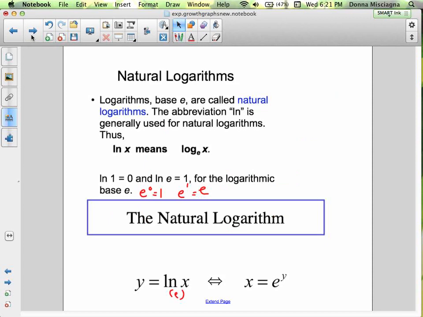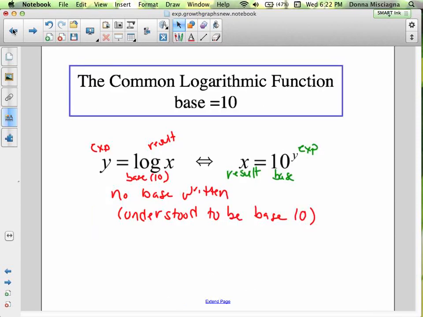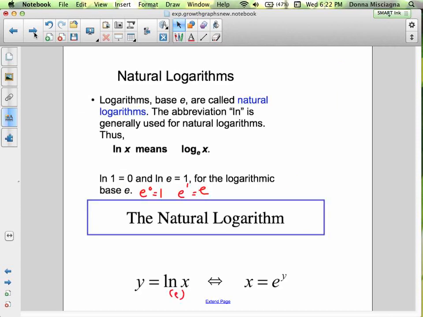The other base looks just a little different because it's special. We have our two most commonly used bases. I guess that's a good way to call it, because base 10 is called the common base. That must be commonly used. It's called the common base. And the other most commonly used base is E. You just learned about E.